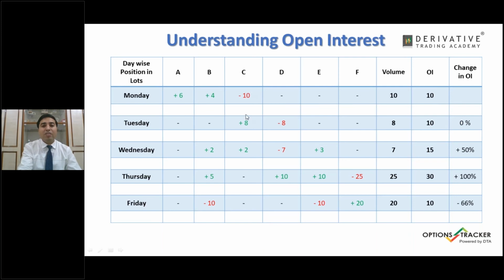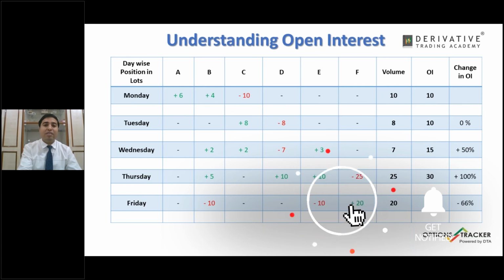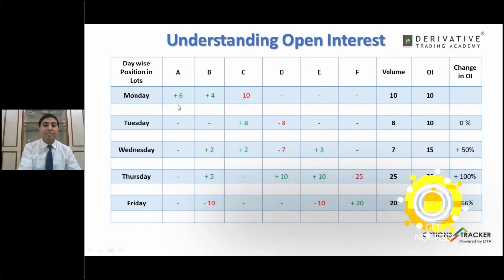If you look at the C, net to net 0. Now look at the D. Earlier he was having minus 15, added 10 on the long side, so position is minus 5. E has taken 10 lots more, so net to net 13. So if I combine the positions, 13 long from the E side, 6 from A side, so that goes to 19, and 11 from the B side, that goes to 30.